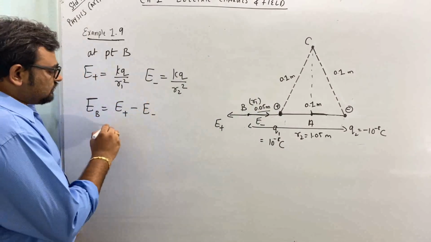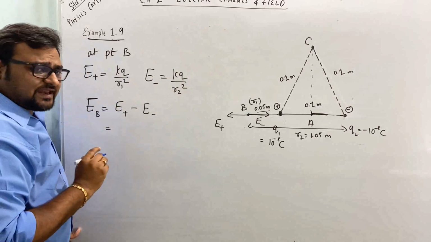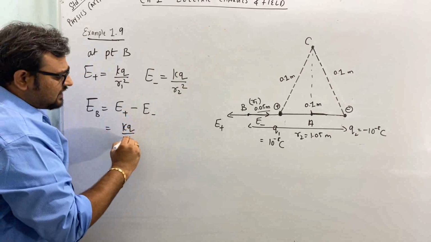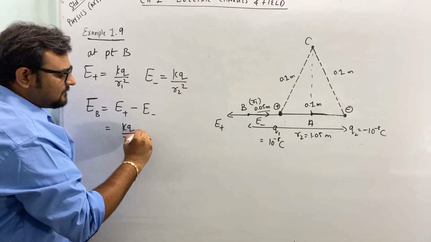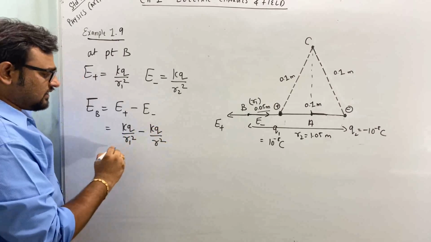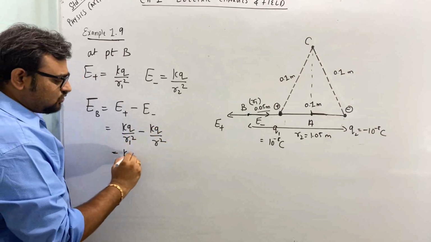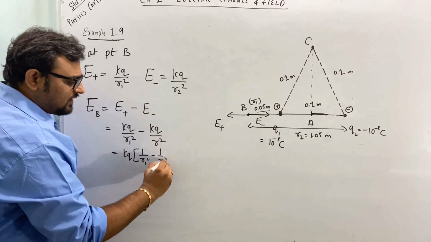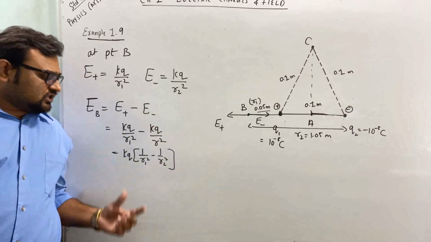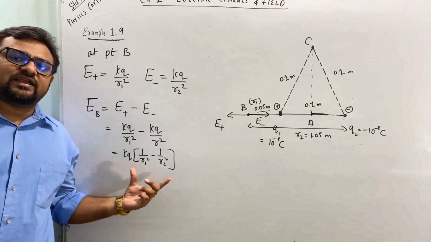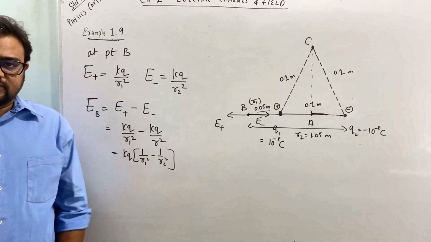Clear? So now what will be the formula? KQ by R1 square minus KQ by R2 square. So this will be KQ times 1 by R1 square minus 1 by R2 square. So just put down the values and find out the answer. Clear?